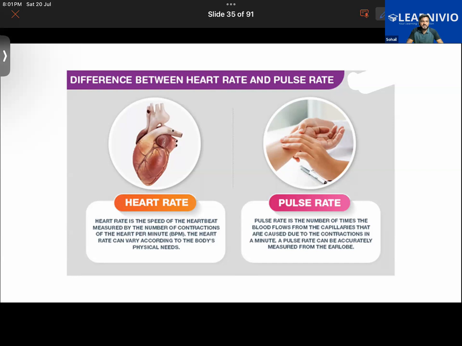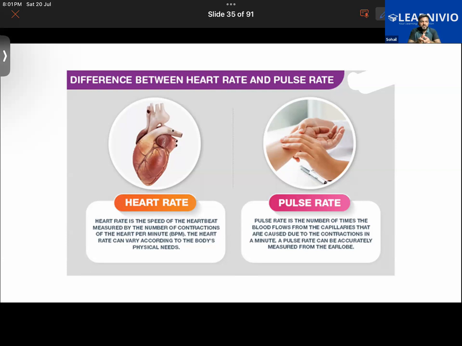Yes, one of you please read the given paragraph. Guys, am I audible in the class or not? Yes, sir. Yeah. Shreya, read the first paragraph. Heart rate is the speed of the heartbeat measured by the number of contractions of the heart per minute, ppm. The heart rate can be vary according to the body's physical needs.